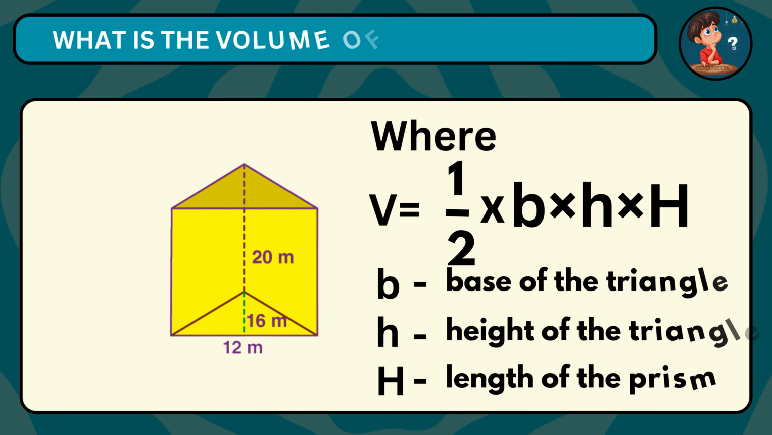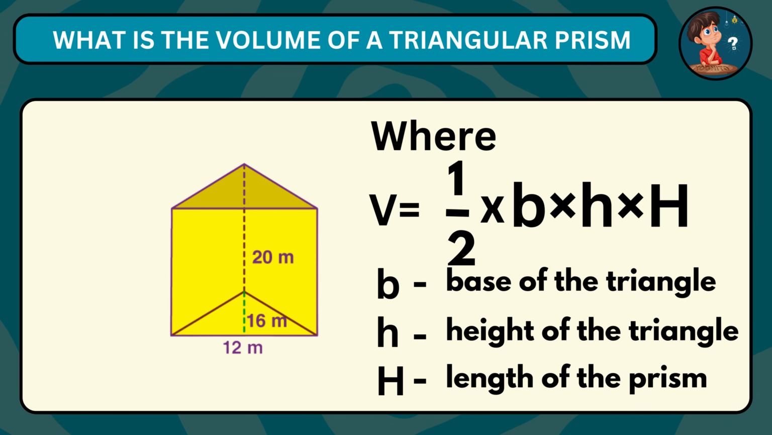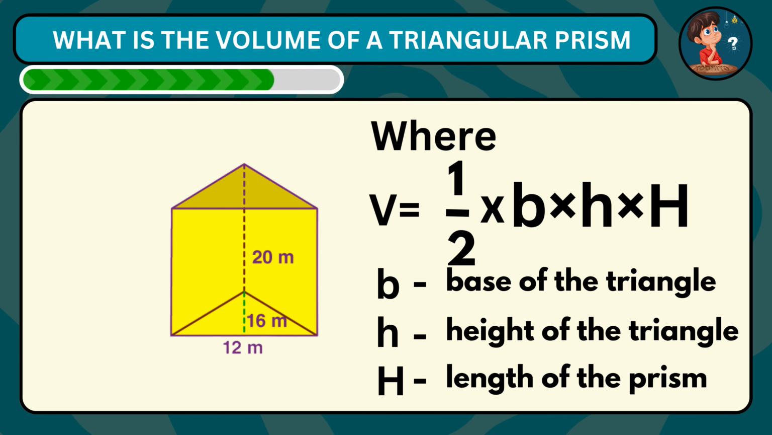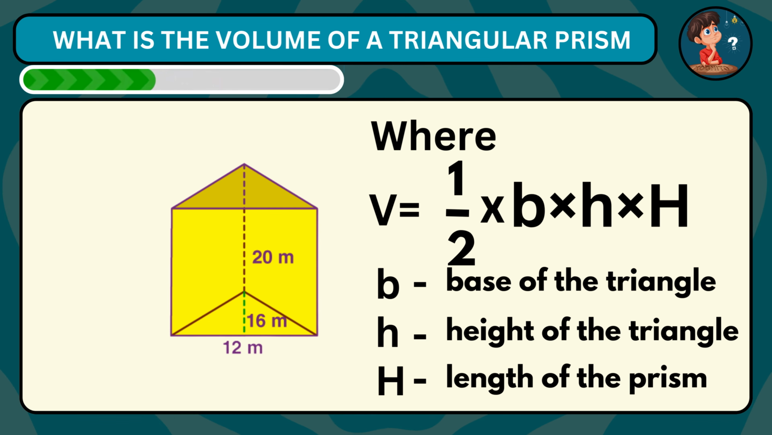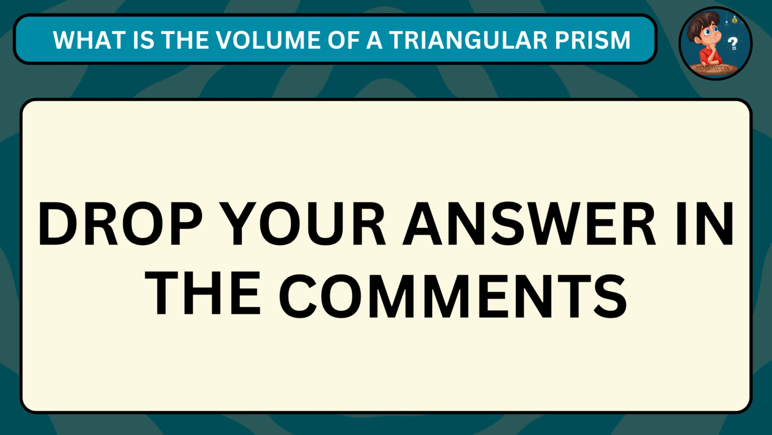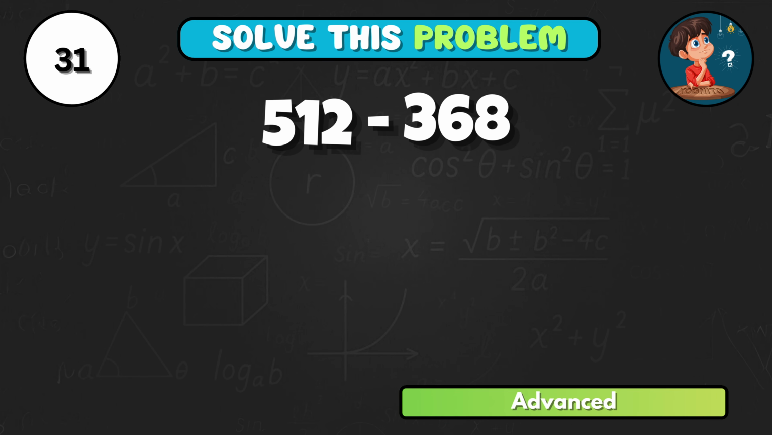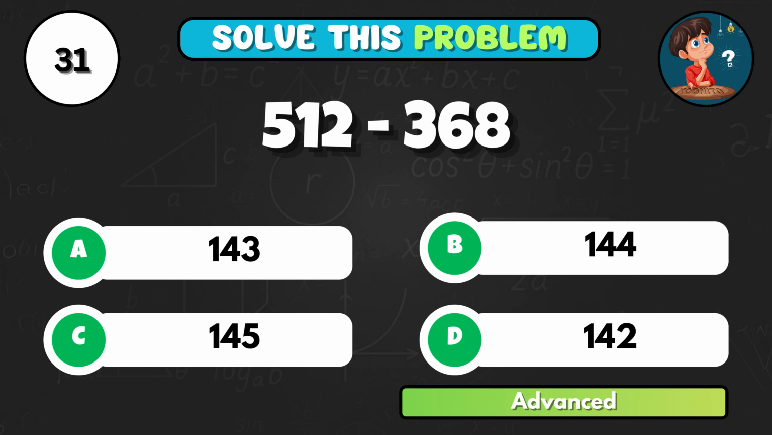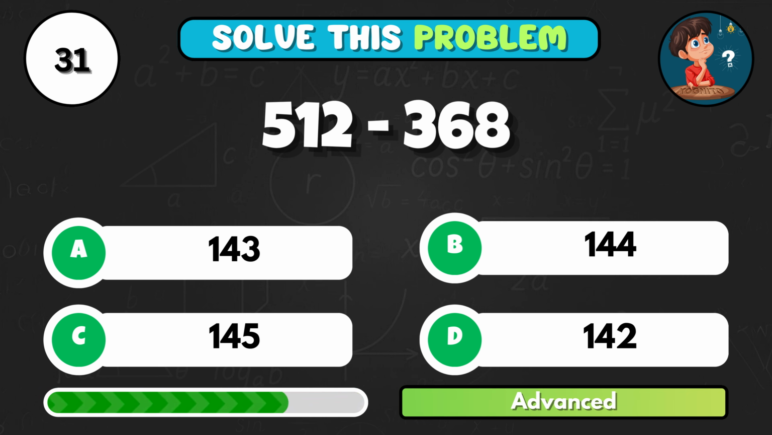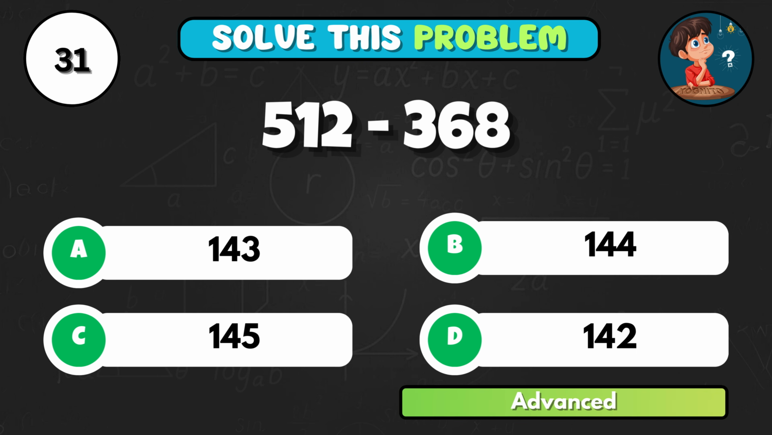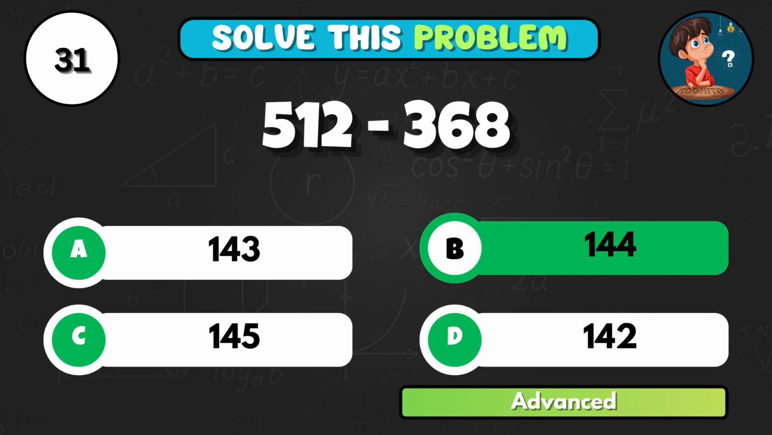What is the volume of a triangular prism with a base of 12 meters, a height of 16 meters, and a length of 20 meters? Use the formula. What is 512 minus 368? Correct answer is B. That's 144.